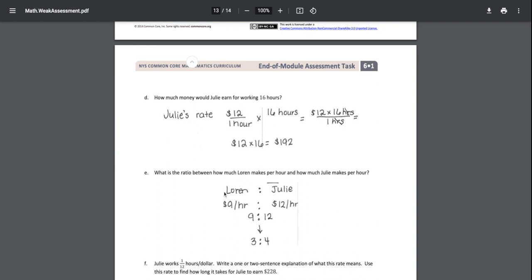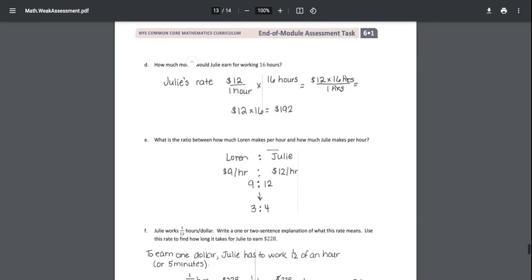Letter E, what is the ratio between how much Lauren makes per hour and how much Julie makes per hour? Lauren to Julie, 9 to 12. Make sure you simplify a ratio always. So $9 to $12 simplifies to 3 to 4. To do this in your calculator, you do 9 divided by 12 and you should get 75 hundredths, 0.75. You press the second, the table button, and you press enter. That will give you your simplified fraction.